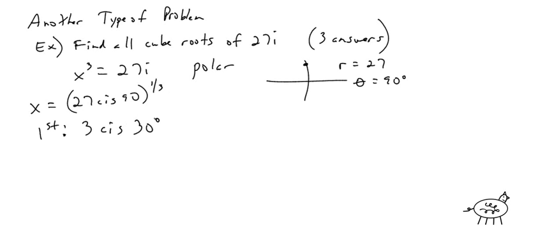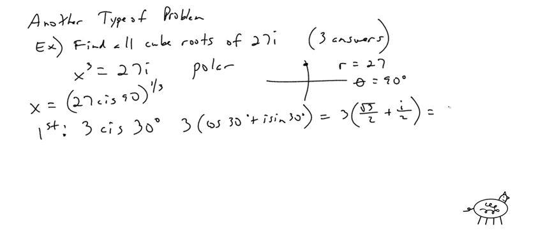Okay. Now again, that's polar. Probably a good idea to do rectangular if I asked you for it, because it's pretty easy to do that. So let's do that. It's 3 times cosine of 30 plus I sine of 30, which is equal to 3 times, cosine of 30 is root 3 over 2, sine of 30 is 1/2, so plus I over 2. So we wind up getting 3 root 3 over 2 plus 3I over 2.